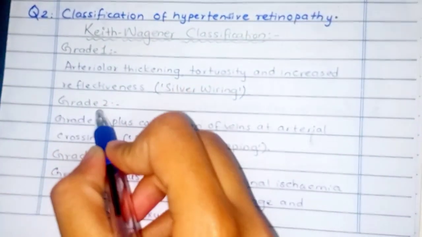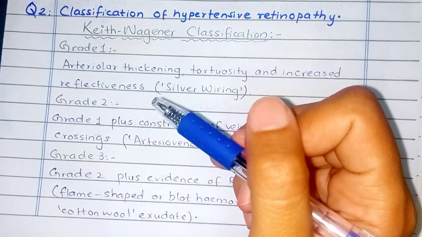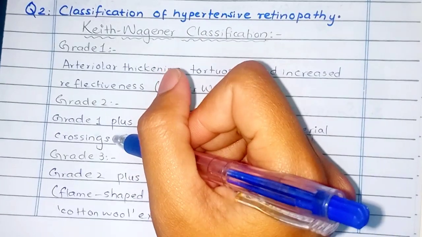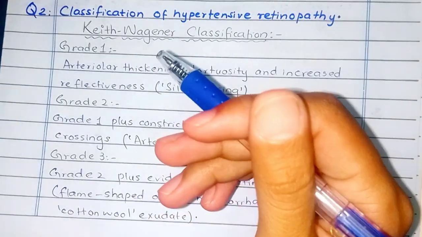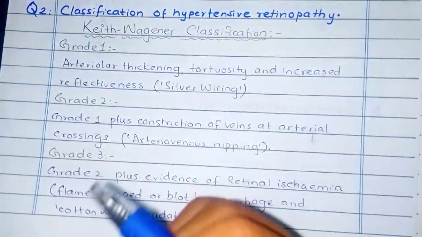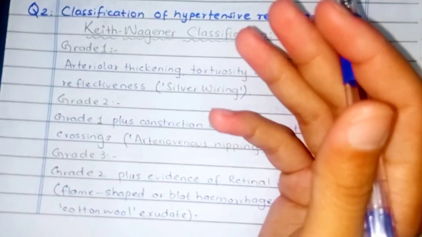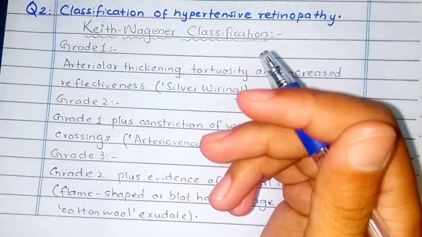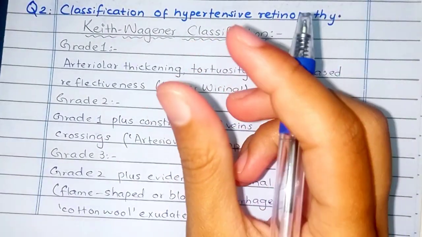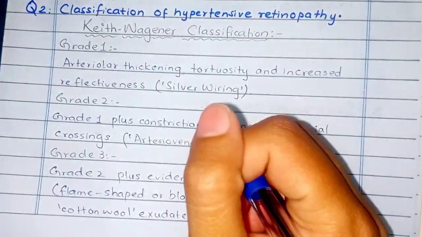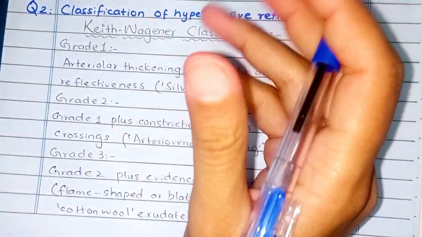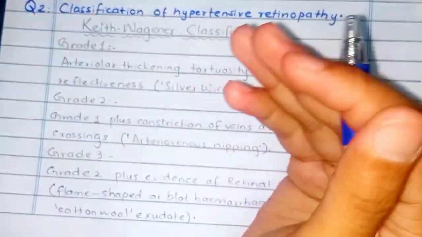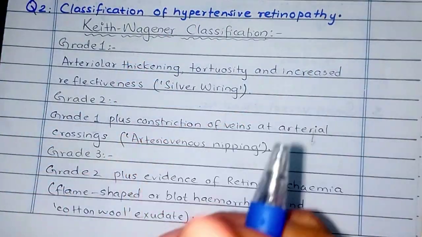Now we have grade 2, and that is moderate retinopathy. So this stage involves more severe narrowing of the retinal arteries, increased arteriolar wall reflex, and more pronounced arteriolar tortuosity. Additionally, there may be AV crossing changes, that is arteriovenous crossing changes, such as focal arteriolar narrowing at the crossing points, and AV nicking, that is compression of the veins by the arteries that have been thickened.